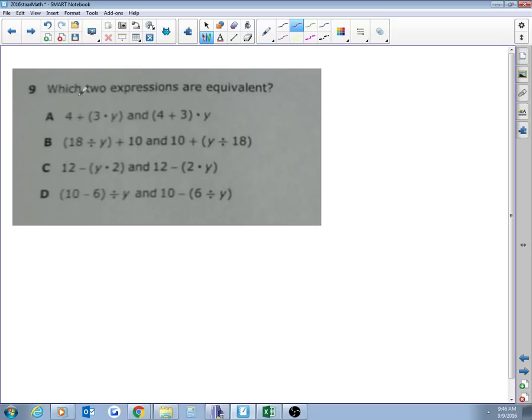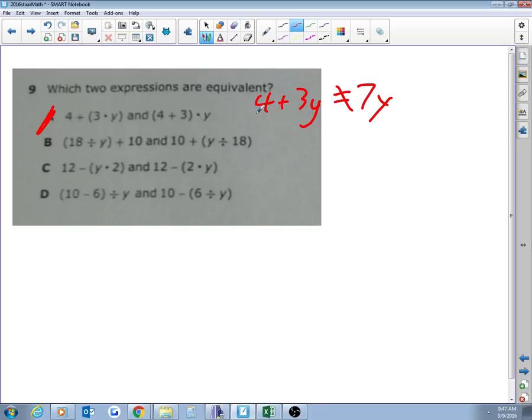Number 9. Which two expressions are equivalent? 4 plus 3 times y. Well, 3 times y is just 3y. So 4 plus 3y, and 4 plus 3 is 7, so 7 times y would be 7y. 4 plus 3y does not equal 7y, or not for every case, at least. So A is not correct.